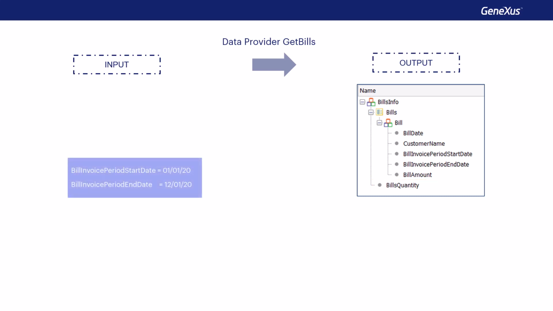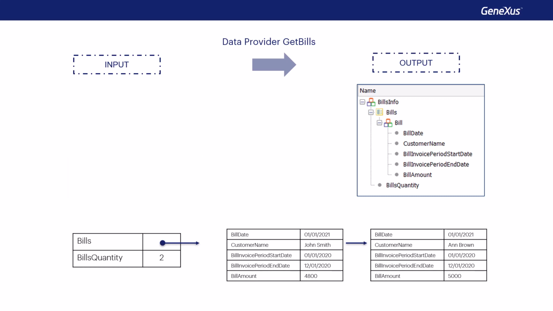If in the date range 01/01/2020 to 12/01/2020, there are only invoices for the customers John Smith and Ann Brown, the output will be as represented in the image, an SDT variable with two members, one of collection type and the other of numeric type. The collection will have two items as shown. In other words, the data provider will return a structure with two elements: the collection of receipts on one hand, and the number of items in that collection on the other.